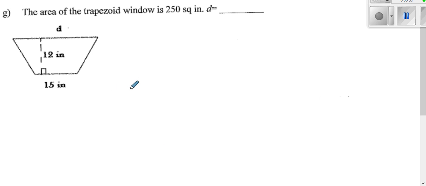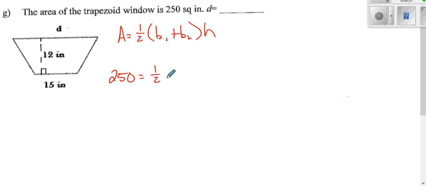Number 19G. The area of this trapezoid is 250 square inches. The formula for the area of a trapezoid is area equals 1/2 times base 1 plus base 2, times the height. The information that I have: the area, 250.